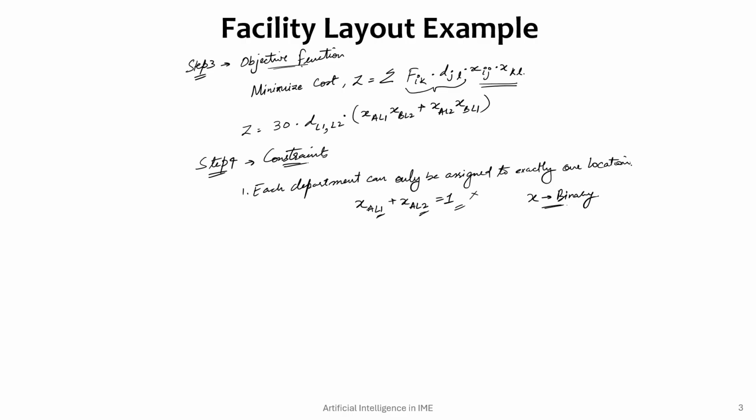So that is why, whenever this constraint is implemented in your code or while solving your problem by hand, you need to consider this equation, and you can only assign one decision variable as 1, the other as 0. So, writing the same constraint for department B, it should be x_B,L1 plus x_B,L2 equals 1. Okay.